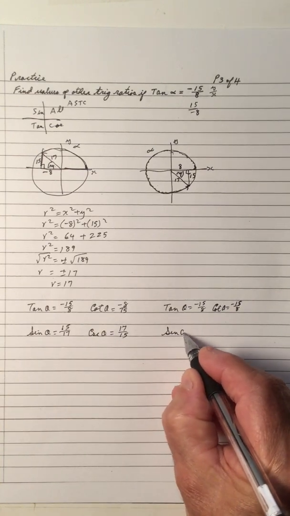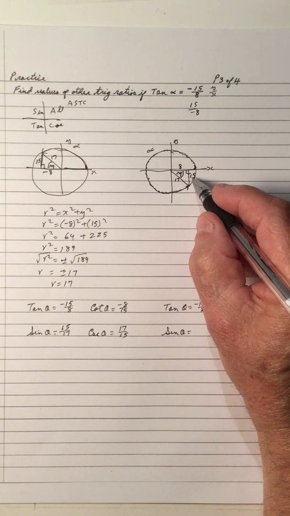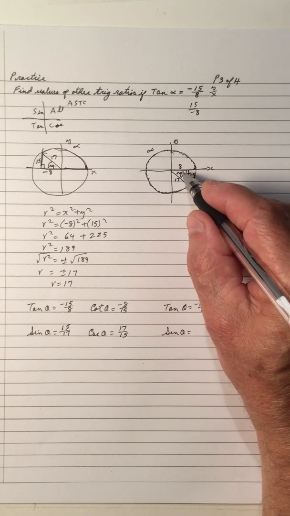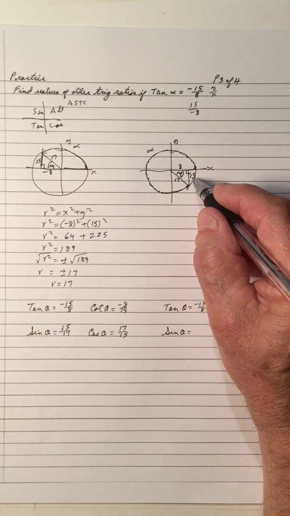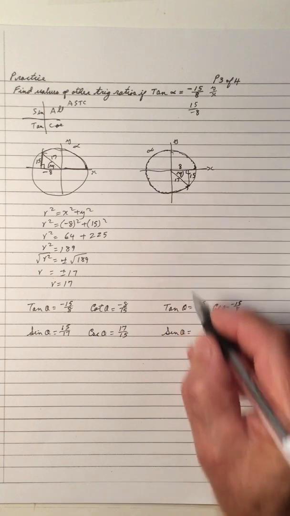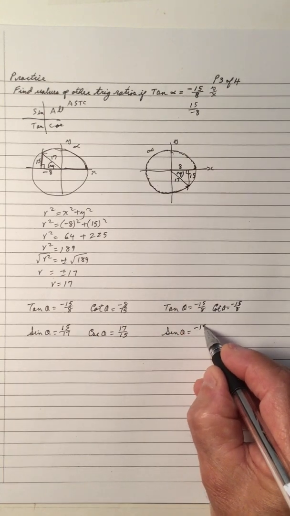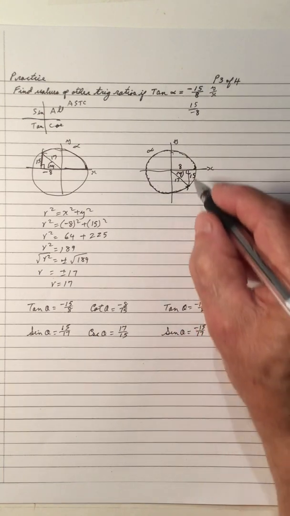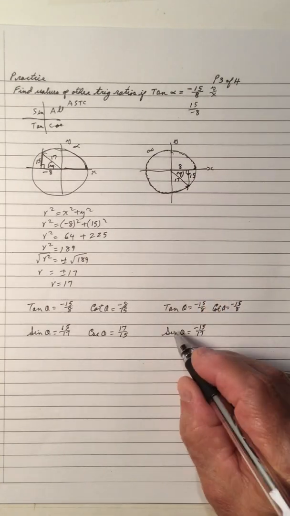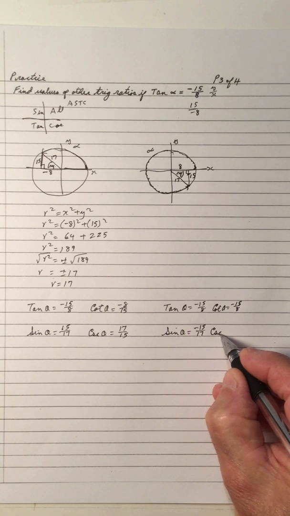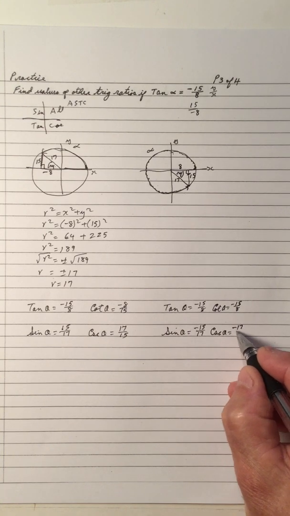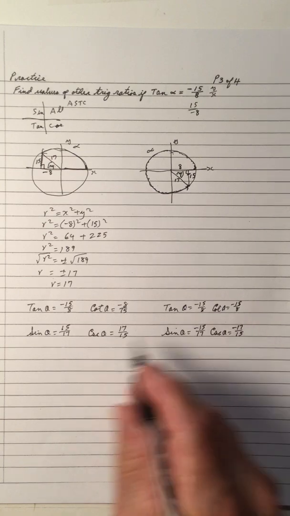So sine in this quadrant is the y over the r. And that's negative. So that's negative 15 over 17. Notice that's a negative there. And the reciprocal of sine is cosecant, and so it's a negative 17 over 15.